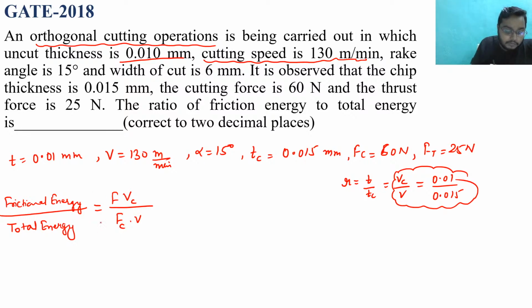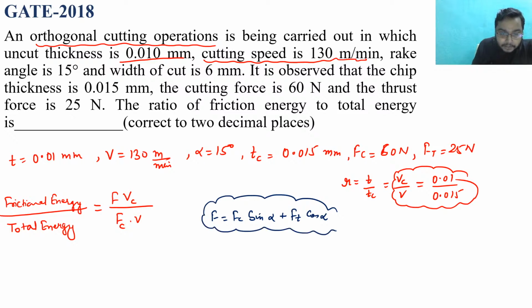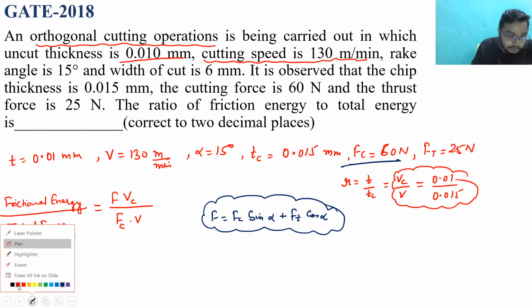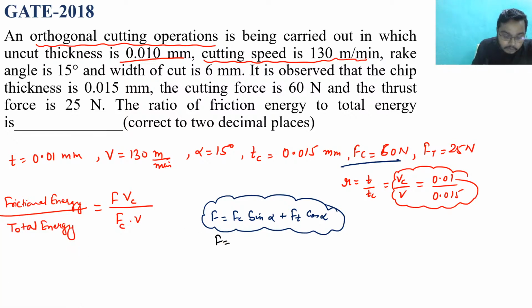And the value of F you can find from this equation, that is F is equal to Fc sine alpha plus Ft cos alpha. Clear? So from this relation you can find the value of F, and your cutting force is already given. So I hope you will be able to find the answers. Okay, any doubt till now? If you have any doubt, please ask me. I'm waiting for your doubts.